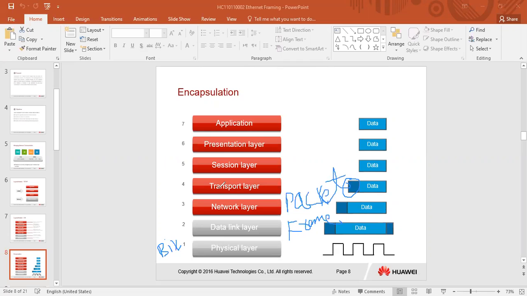At the transport layer, the data is converted into the form of segments. At the physical layer, data is in the form of bits. At the data link layer, data is in the form of frames. At the network layer, data is in the form of packets, while at the transport layer, data is in the form of segments.